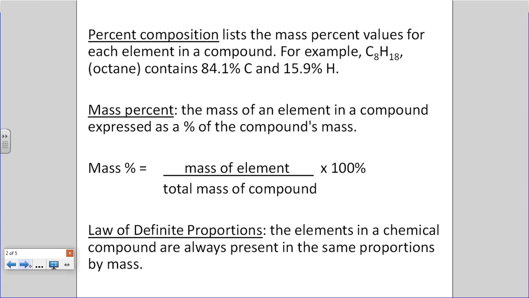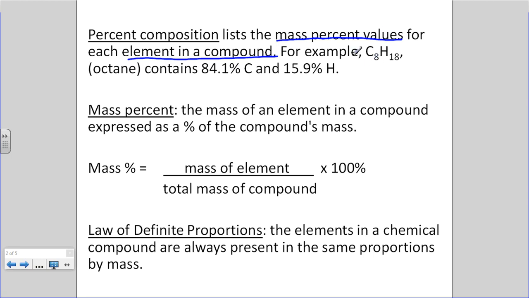So what actually is percent composition? If a question asks you to find percent composition, what it wants you to find is the mass percent values for every single element in a compound. So express the mass as a percent and list it for each element that's there.